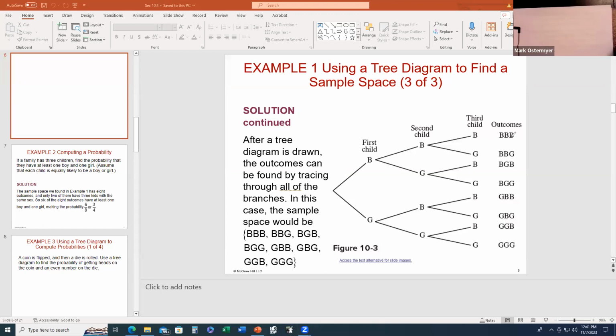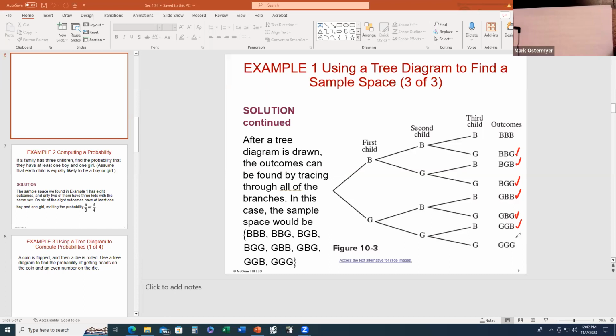The first one does not. Boy, boy, boy. The second one does. At least one boy. We have 2 boys. At least one boy means you could have one boy or more boys. Same thing for at least one girl. So this has at least one boy and one girl. This has at least one boy and one girl. At least one boy and one girl. And this last outcome does not illustrate having at least one boy and at least one girl.